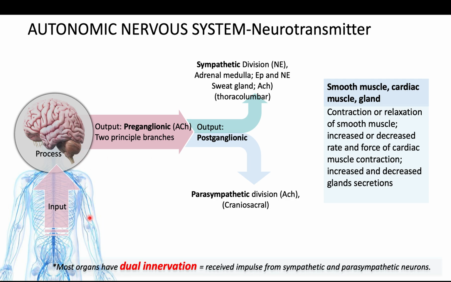So most of the organs have dual innervation. What does dual innervation mean? It means that some organs, for example the heart, can receive both sympathetic and parasympathetic cables to it. The easy word is cable. So the heart, for example, gets both: it gets a parasympathetic cable and a sympathetic cable. But the location depends on the location of the heart.